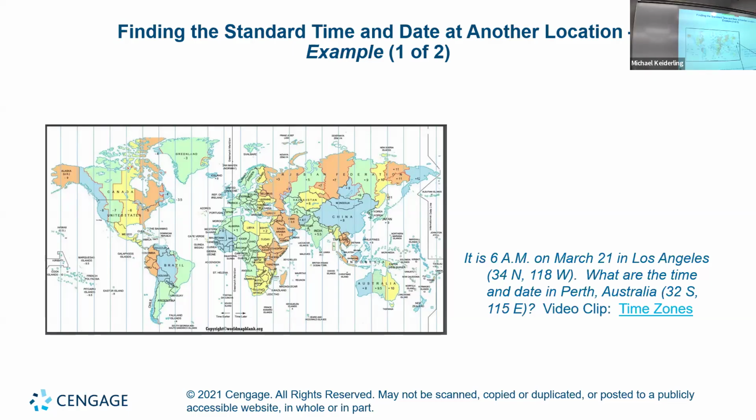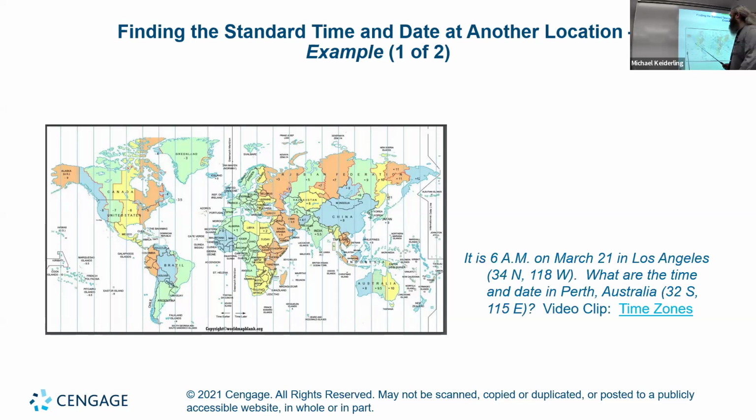Count 1, 2, 3, 4, 5, 6, 7, 8 to get to Perth, Australia. So that would be 8 hours earlier. So if it's 6 a.m., 8 hours earlier is 10 p.m. on March 20th. But in that process, we cross the international date line going west. So we have to add a day. So it will be 10 p.m. on March 21st.